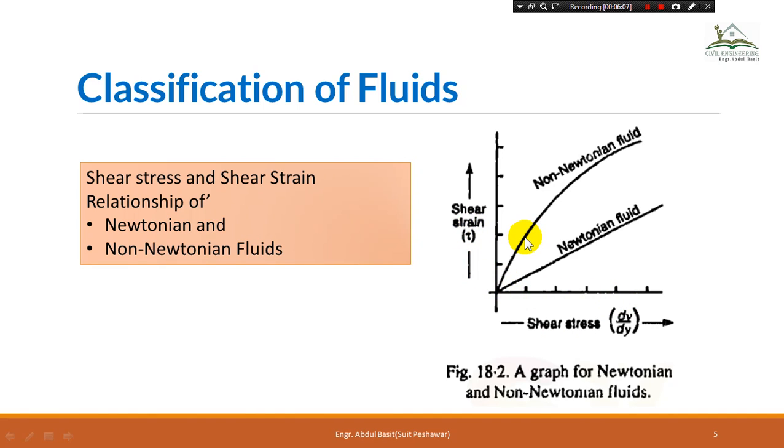So up to some extent, it is giving us a bit of a linear relationship, but after that the relationship is changing, and you can say that more shear stress is required to produce the same shear strain. Okay, so then you can say that the viscosity is affected. So such a type of fluid is called a non-Newtonian fluid.